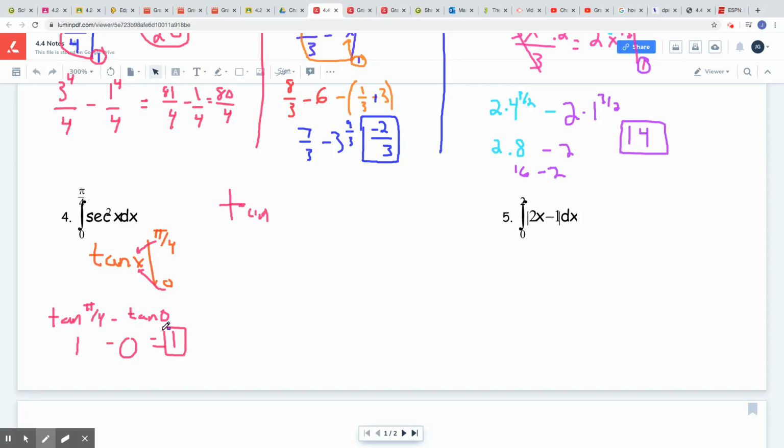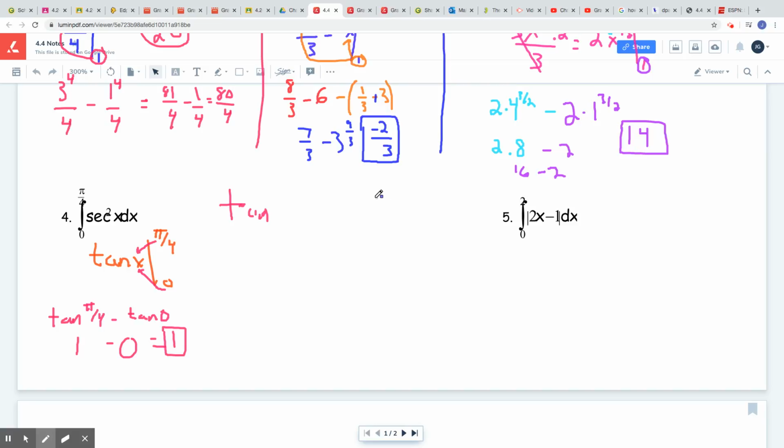So our answer for that one is 1. Once again, the reason tangent pi over 4 is 1: on the unit circle, pi over 4 is root 2 over 2, root 2 over 2. It's the same x and y coordinate. When you do tangent, it's y over x. So when you divide the same thing, it's like 5 over 5 is 1, 10 over 10 is 1, a million over a million is 1. Root 2 over 2 divided by root 2 over 2 is 1. That's where that 1 comes from.